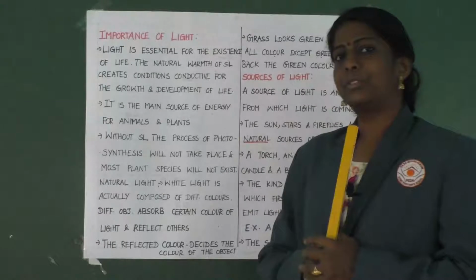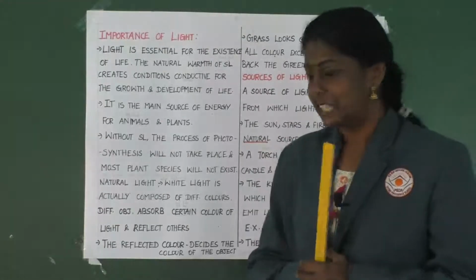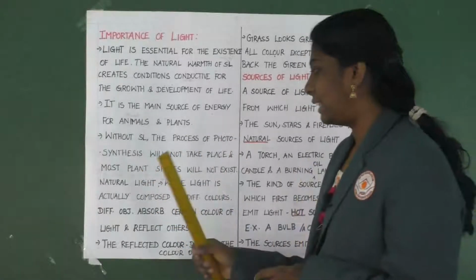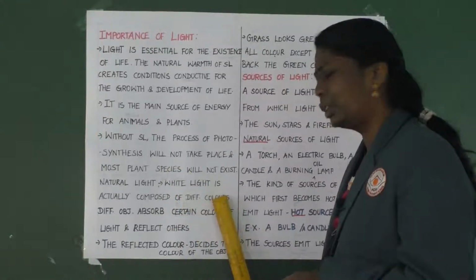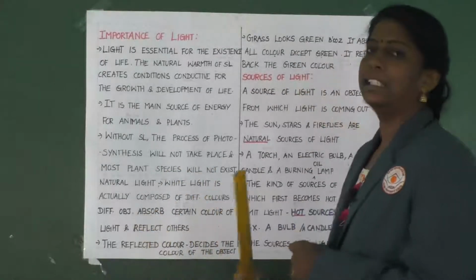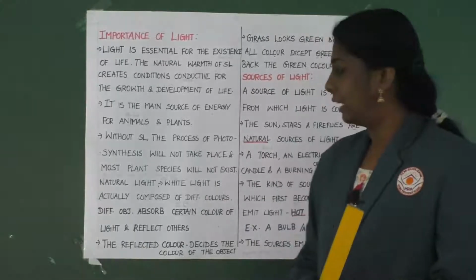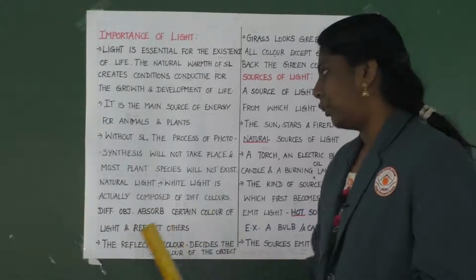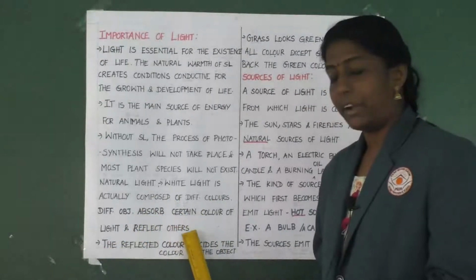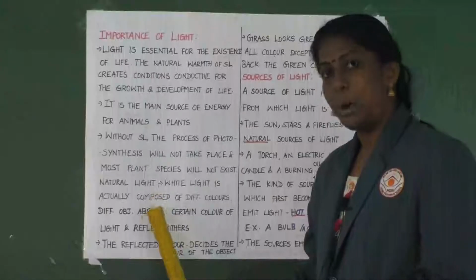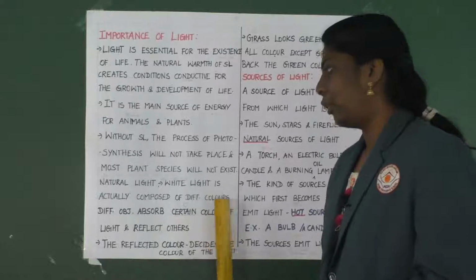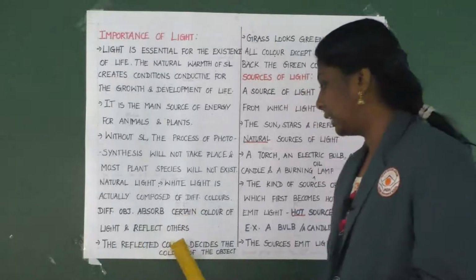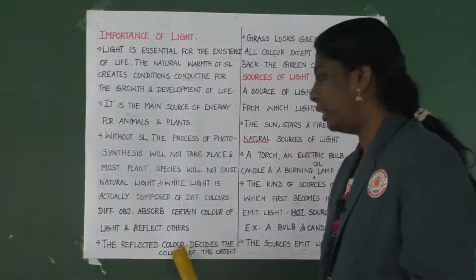Do you know what is the color of light? Yes. Natural light is white in color. Is it not? Natural light, which is white light, is actually composed of different colors. So different objects absorb certain colors of light and reflect others. I repeat, different objects absorb certain colors of light and reflect others. The reflected color decides the color of the object.